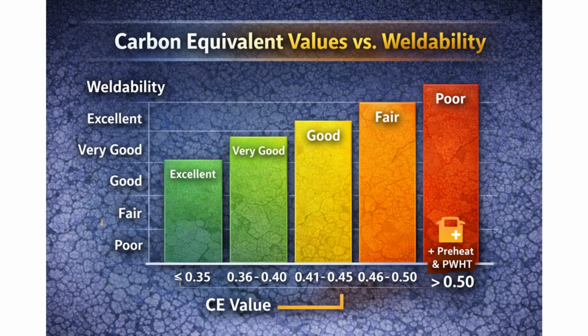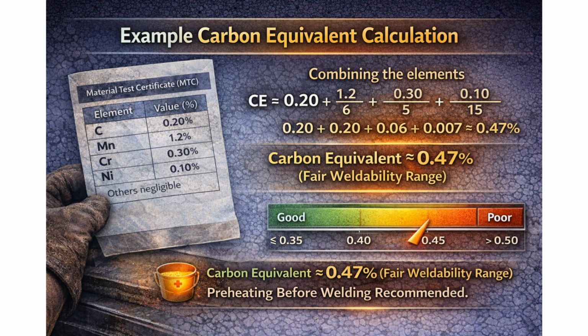Once the carbon equivalent goes above 0.50, weldability is poor. At this level, preheating and post-weld heat treatment are strongly recommended. This clearly shows that carbon equivalent is a direct indicator of cracking risk and the level of welding precautions required. Let's look at a real, practical example.